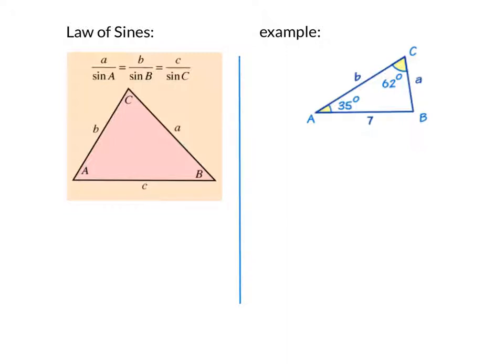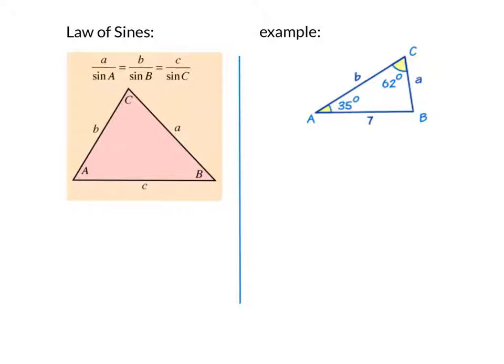So let's see how to use the law of sines to work with the triangle here in this example. And as you can see here in this triangle, we know two of the angles. Angle A is 35 degrees and angle C is 62 degrees. And we know just one side, side c is 7. And what we're going to do is try to figure out the lengths of side a and side b using the law of sines.